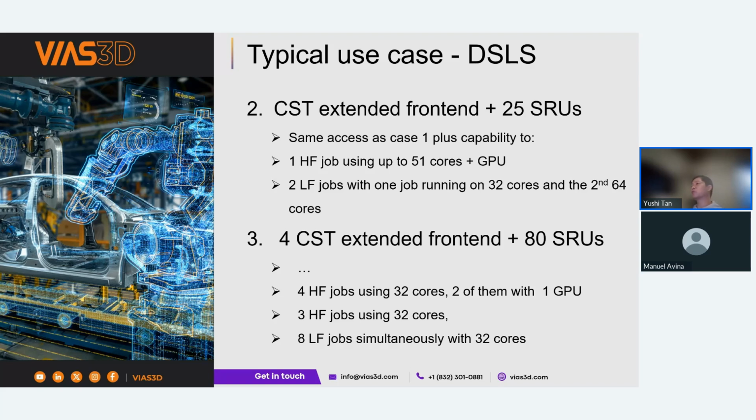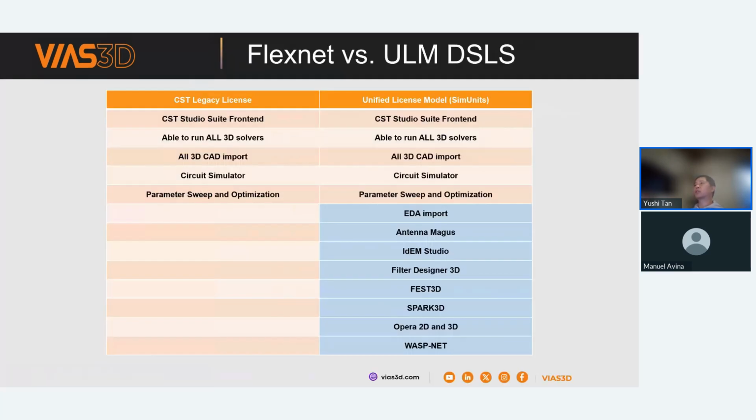So a lot of flexibility with the 80 SRU tokens. You can also refer to the table previously to kind of get a sense of, hey, what combination will be available to me with the 80 SRU tokens. So like I said, 80 is the ceiling, and you cannot exceed that. But anything lower than that, you can just mix and match however you want.